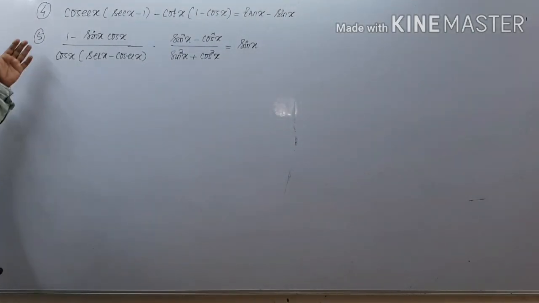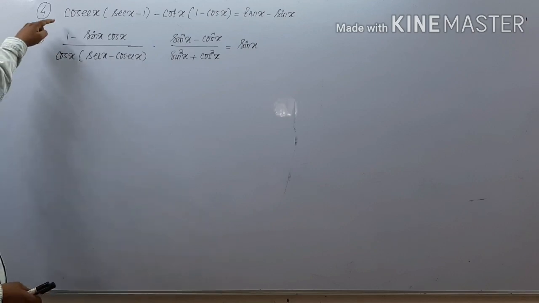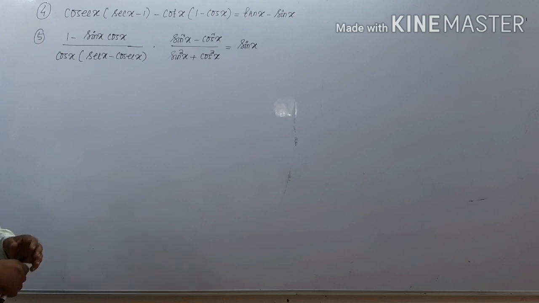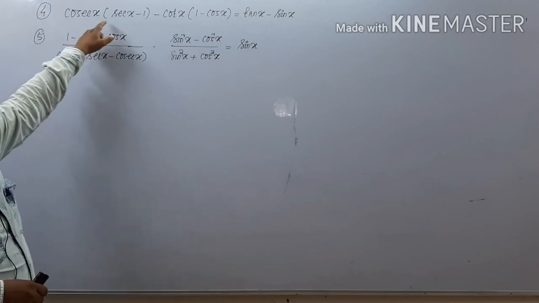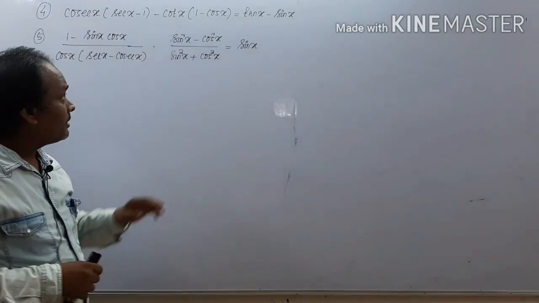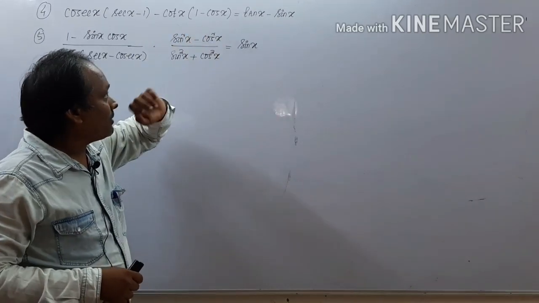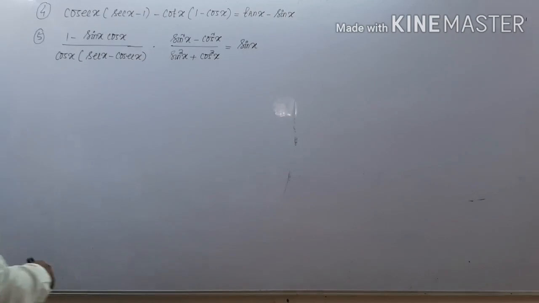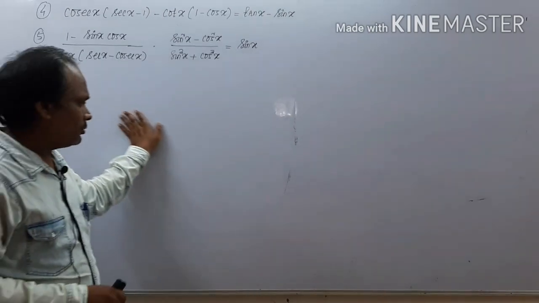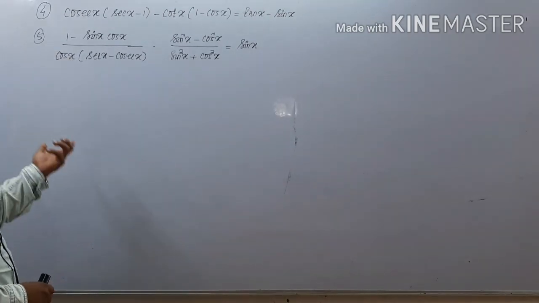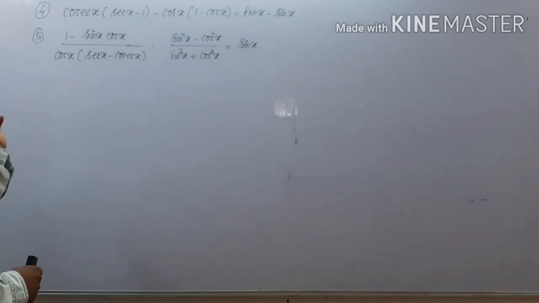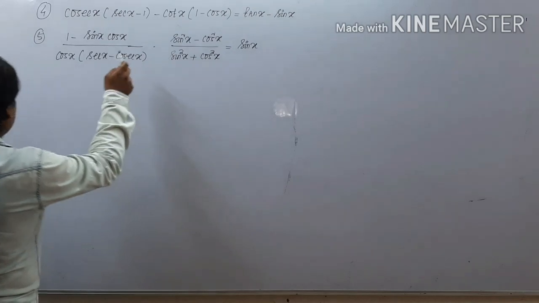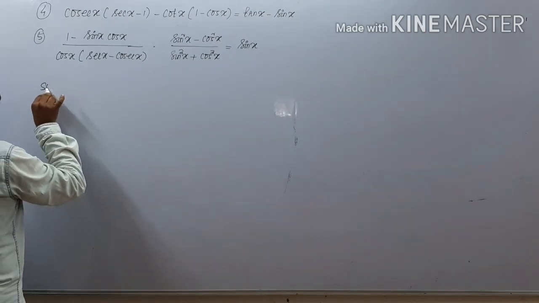Here I have written two questions, question number 4 and 5. In question number 4, we have to show that (cosec x)(sec x minus 1) minus (cot x)(1 minus cos x) is equal to tan x minus sin x. You can do this in different ways. I will consider the LHS and write the whole expression in the form of sin and cos. So I will start question number 4.